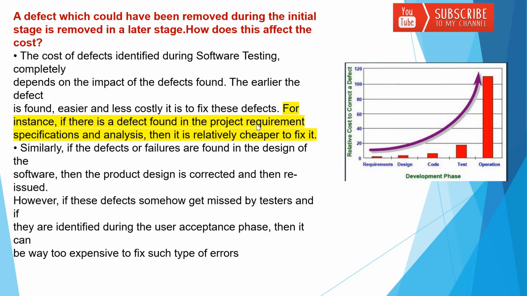For instance, if a defect is found in the project requirement specification analysis, then it is relatively cheaper. When you do the analysis and you see the gap in the requirement, fine. If you don't find it, and once you start testing you find the gap in the requirement, it will be very difficult to come back and fix it. And if it is in operations, when it is completely developed and the user finds it, it will be very costly. Then the product design is corrected and reissued. If defects somehow get missed by the tester and are identified during the user acceptance phase, it can be way too expensive to fix such errors.